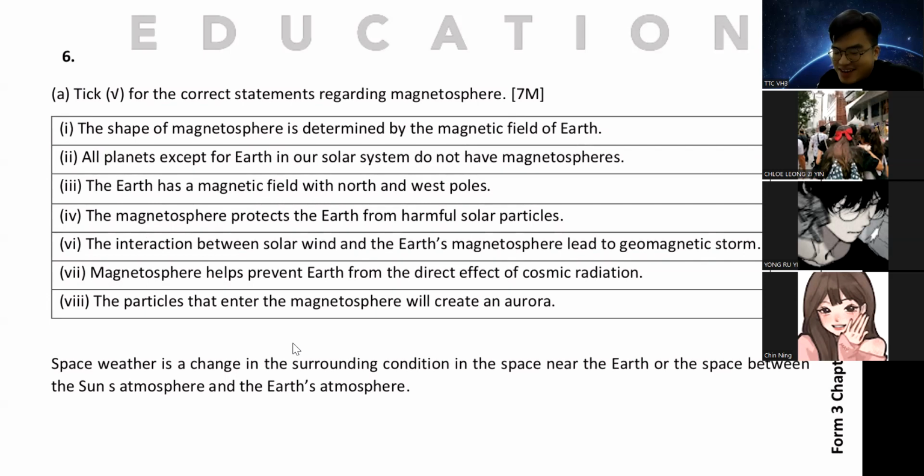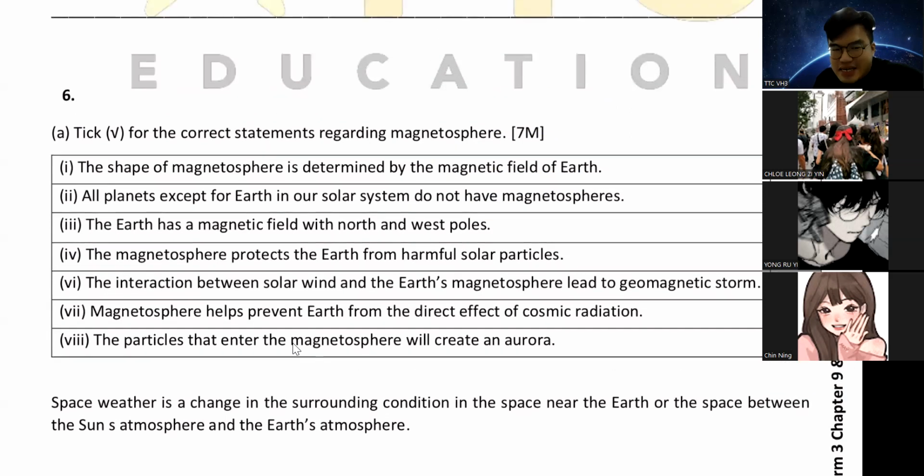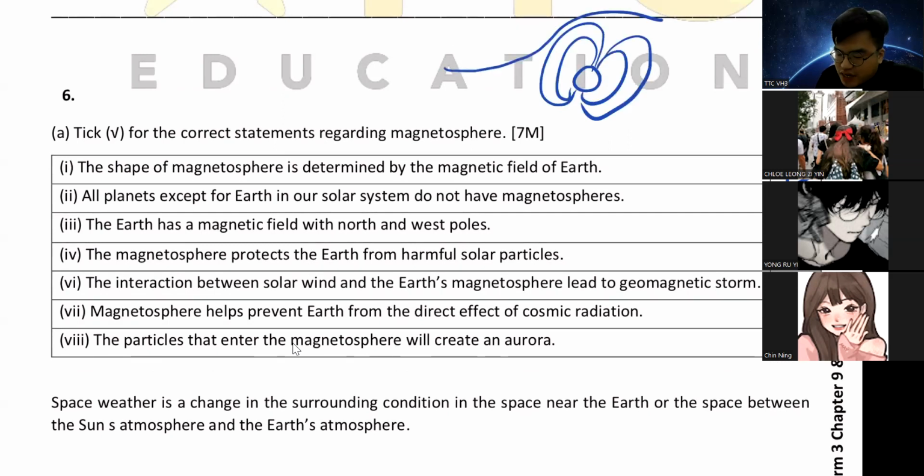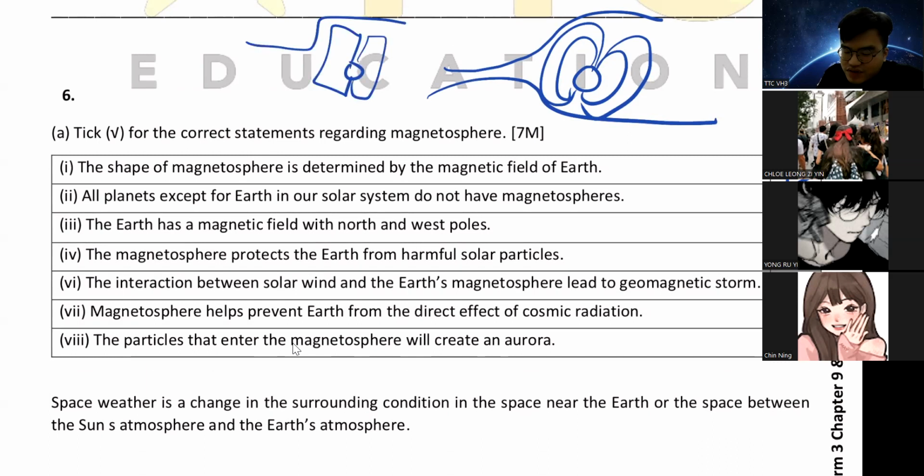Okay, so the magnetic field of Earth. The magnetosphere is determined by the magnetic field. Is it true? Yes, it is. You know why? Because our magnetic field looks like this. Hence, when the solar wind comes, the solar wind looks like this. The magnetosphere looks like this. If our magnetic field were squarish instead, the magnetosphere would look square.